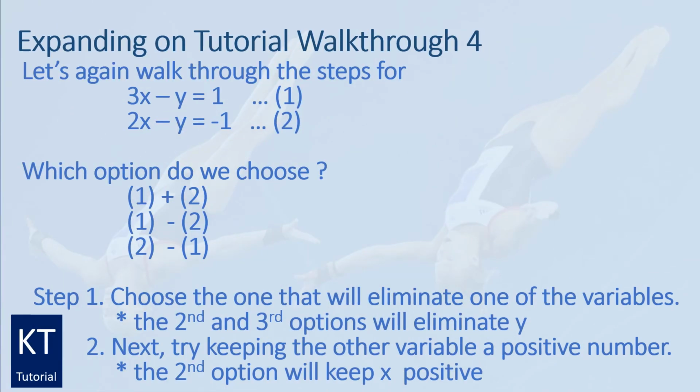Let's again walk through the steps for solving the simultaneous equations. Which option do we choose in deciding whether we add or subtract the two equations? Step 1. Choose the one that will eliminate one of the variables. In the given simultaneous equations, the second and third options will eliminate y. Step 2. Next, try keeping the other variable a positive number. For the given simultaneous equations, the second option will keep x positive.